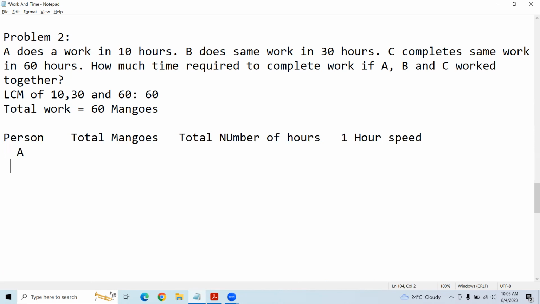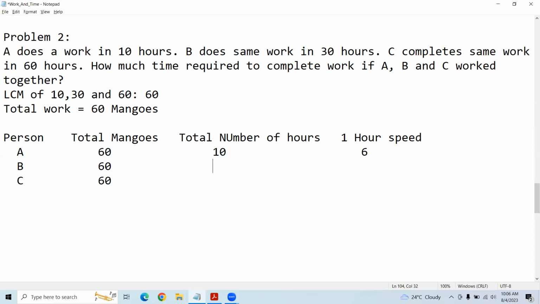So let's take A, B, C. Total mangoes for all of them is 60 only. If there is a certain work, for any person, A, B, C, D, anyone, that work is going to be constant. The time required for that specific person might change, but the work is constant. So A requires how many hours to eat these 60 mangoes? 10 hours. So in 10 hours he is eating 60 mangoes, so in 1 hour he is eating 6 mangoes. So one hour speed is 6.